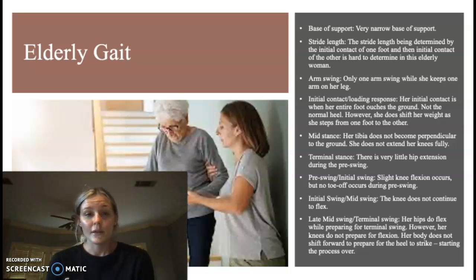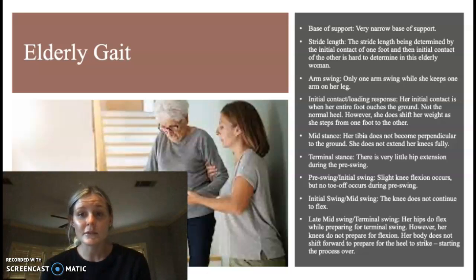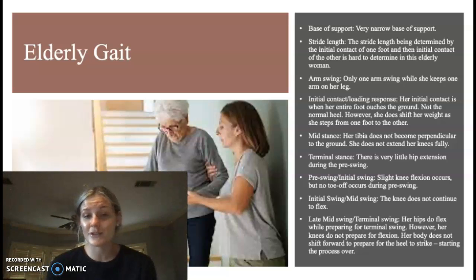This is for the elderly gait. The base of support is very, very narrow. The stride length is also determined by the initial contact of one foot to the initial contact of the other. It's really hard to determine with this elderly woman. For arm swing, only one arm is swinging while she keeps her other hand on her hip so that she can keep balance.